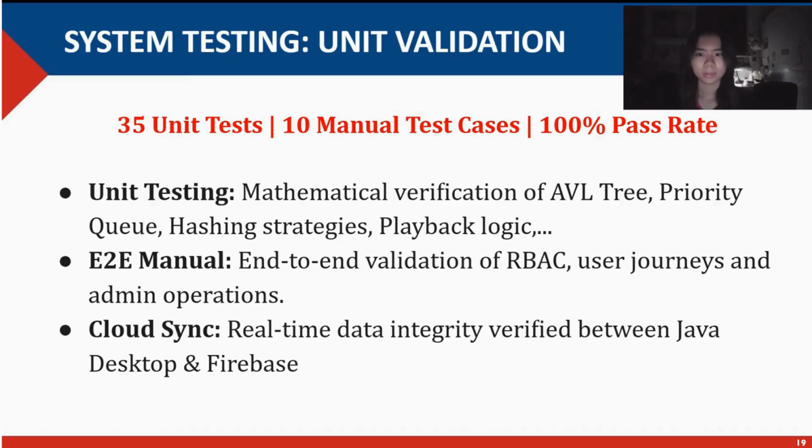Moving to system testing, to validate our complex algorithms, we execute a dual-layer strategy aimed at 100% reliability. We perform automated unit tests on core structures, followed by comprehensive end-to-end manual testing, and consequently, we achieve a 100 percent pass rate across all test cases.